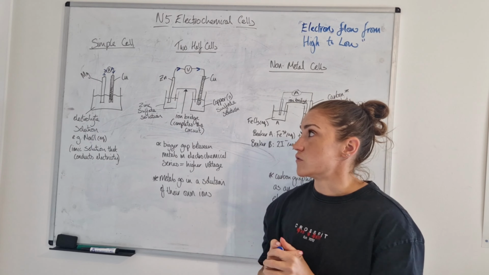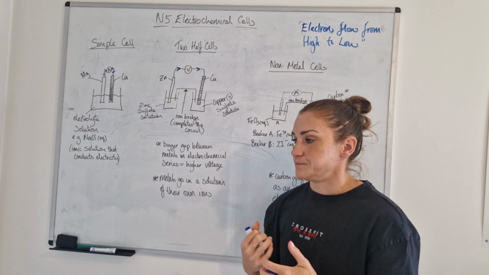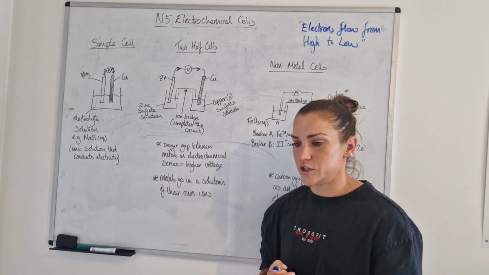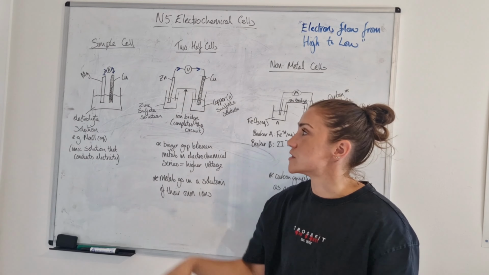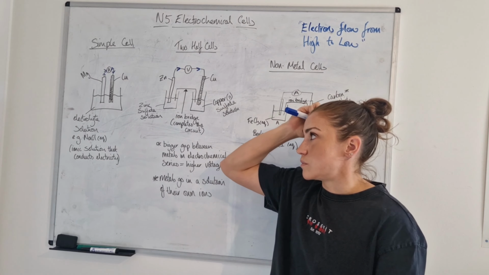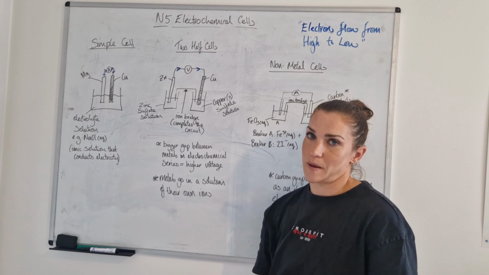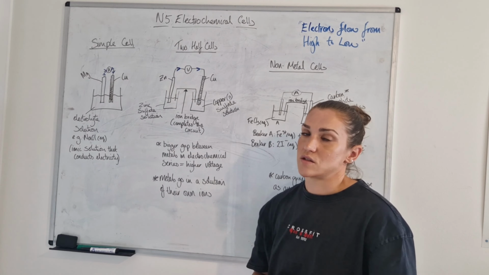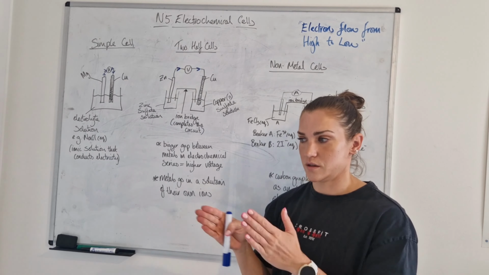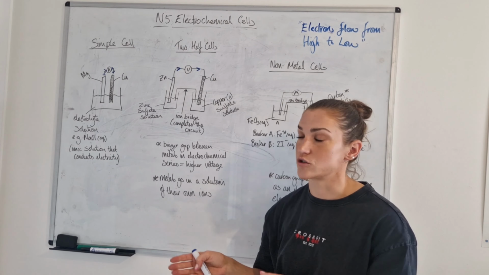If you're trying to compare voltages or work out which metal's which, you need to always keep one metal the same. So we would keep, say, copper the same and then just change the other metals. That makes it a fair experiment, because if you're changing both the metals, it's harder to pick out an actual pattern.